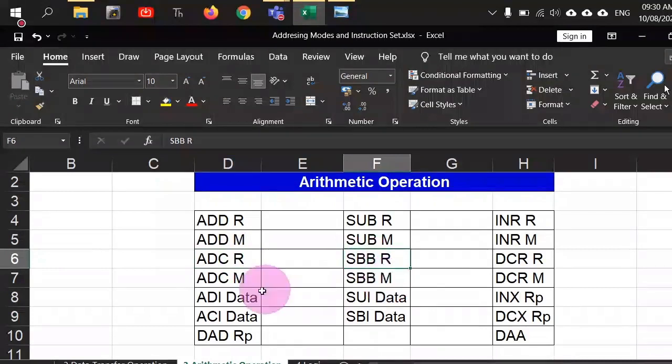Then similar to ADI data, where immediate data is added to the accumulator, you have SUI data. So subtract the immediate data from the accumulator and store the result in the accumulator back. And again, similar to this ACI command, where the immediate data and carry flag are added to the register, you have the same thing for borrow and the data. So that is SBI data, right?